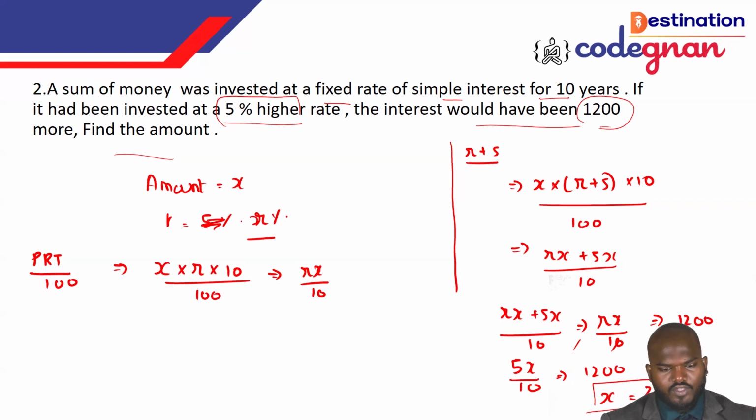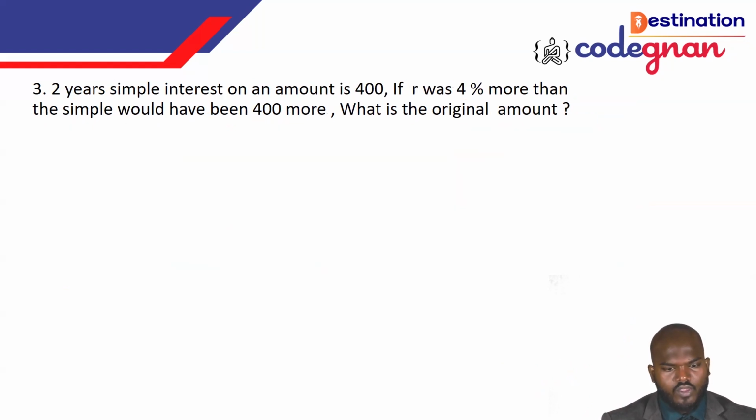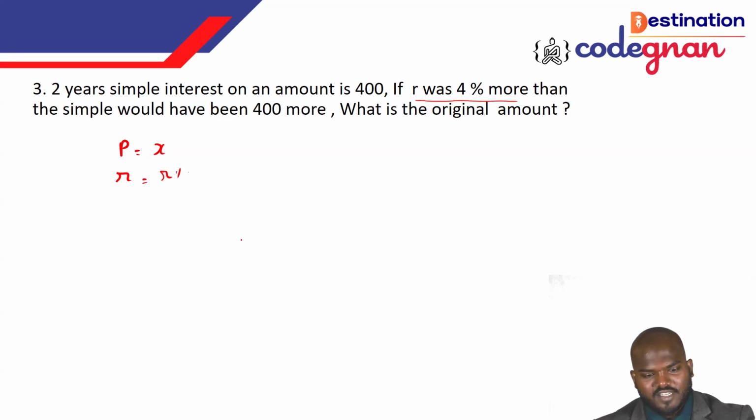Okay guys, so going to the next question. For 2 years the simple interest on an amount is 400 rupees. If the rate was 4% more, the simple interest would have been 400 more. What is the original amount? That's what they are asking here. So here also they didn't give the principal. So we can call the principal x, and the rate of interest r percent, because we don't know. They are saying that the rate was 4% more. Then you shouldn't take that 4% as the rate, it's a different one.